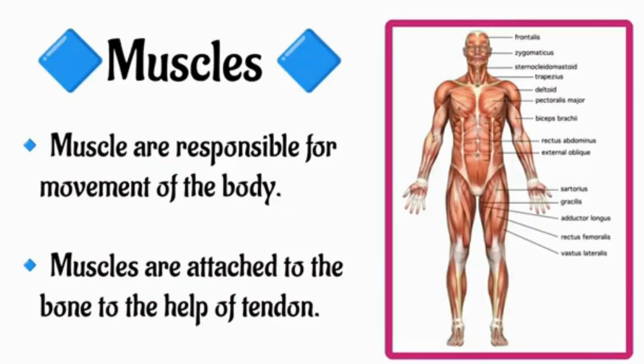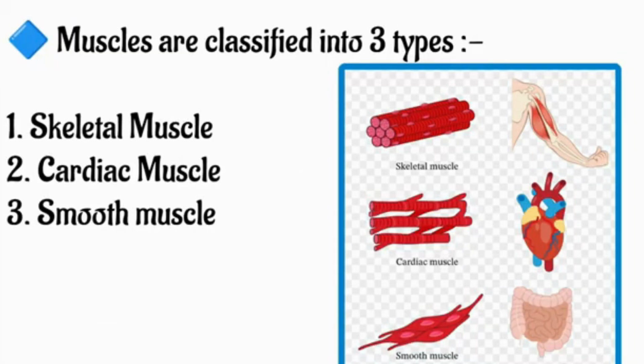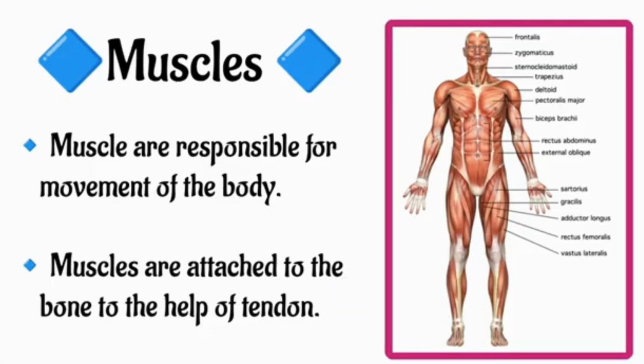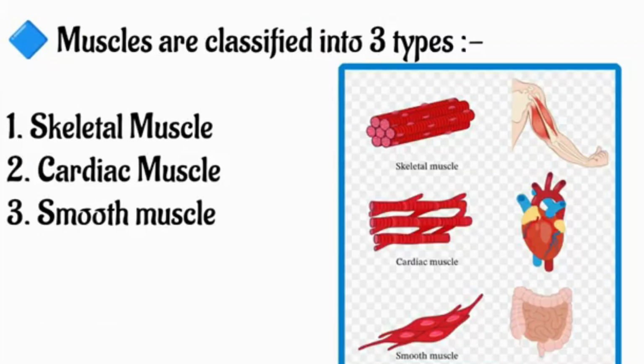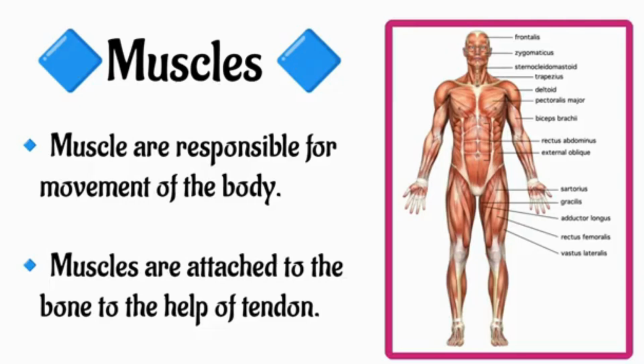Welcome all. Today we are going to study a new topic on muscles. We have studied this in earlier classes, in class 7 and so on. Now we are going to learn a new chapter, that is muscles. So let's move to the topic. Muscles are responsible for the movement of the body, and these muscles are attached to the bone with the help of a tendon. When we are moving and walking, the muscles are responsible for our movement, attached to the bone with the tendon.